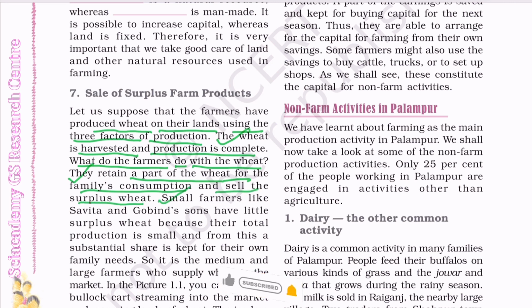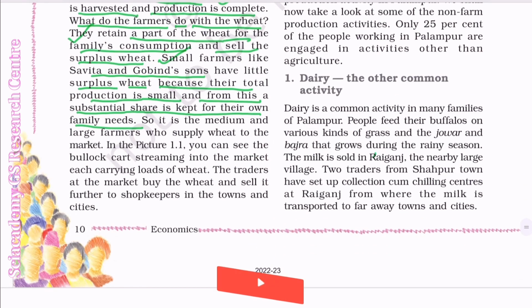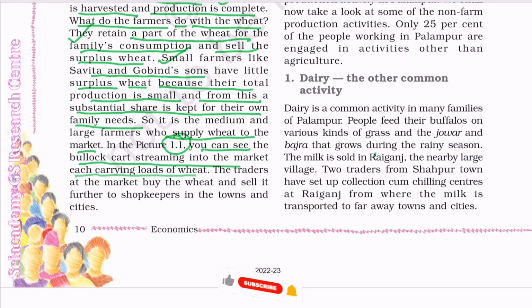Small farmers like Savita and Govind's sons have little surplus wheat because their total production is small, and from this, a substantial share is kept for their own family needs. So, it is the medium and large farmers who supply wheat to the market. In picture 1.1, you can see the bullock carts streaming into the market, each carrying loads of wheat. The traders at the market buy the wheat and sell it further to shopkeepers in the towns and cities.